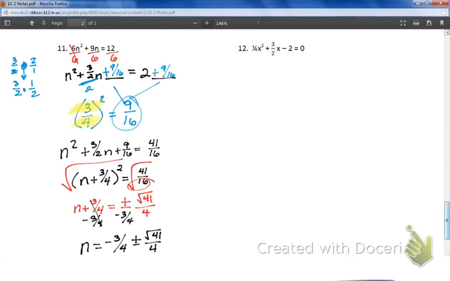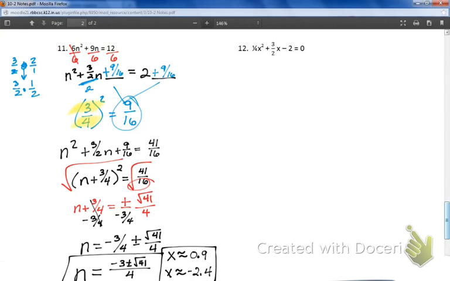Again, that could be simplified a little bit by saying n equals negative 3 plus or minus the square root of 41 all over 4, since they did have a common denominator. Again, giving me the approximated answers here to both of these. Again, not going to go through this. Just do this on your calculator. X equals about 0.9 and about negative 2.4 when you round those answers off.